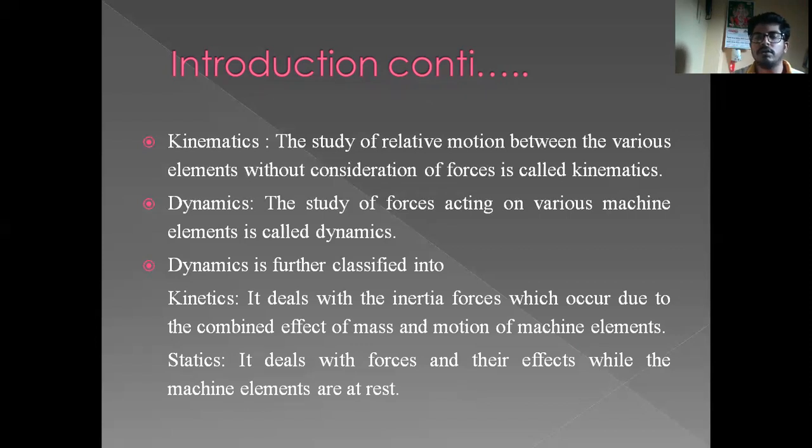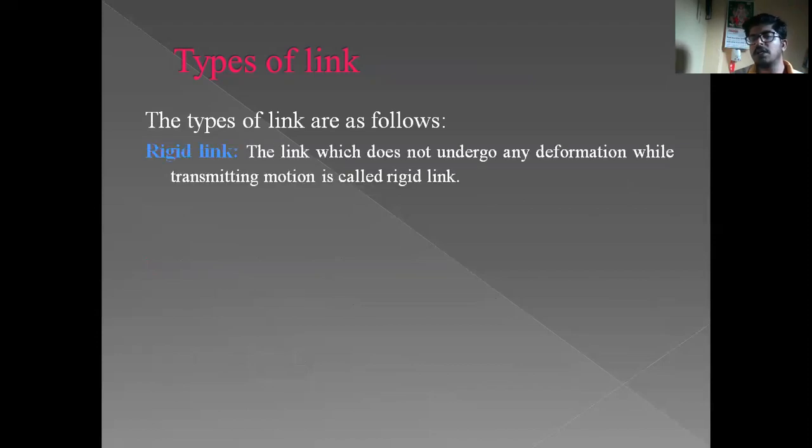So this is a brief introduction about the mechanics of machines, or about the basic kinematics of machines. Next, I'm explaining about the types of links. There are three types of links. One is rigid link. What do you mean by rigid link? The link which does not undergo deformation while transmitting the motion is called rigid link. For example, the crank and connecting rod of the engine.